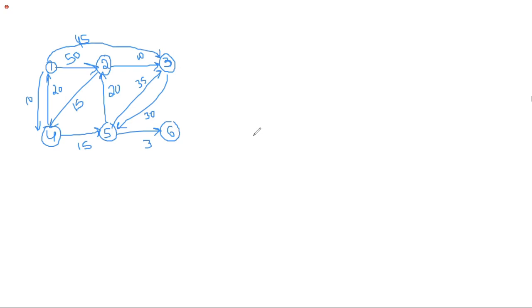See, we are discussing single source shortest path. Single source shortest path means always the source is the same. From that source, you have to find the shortest distance to all the remaining vertices. So you have to find the shortest distance from one to all the remaining vertices. Did you understand the question?